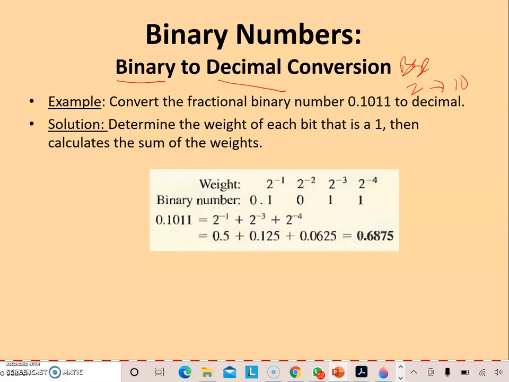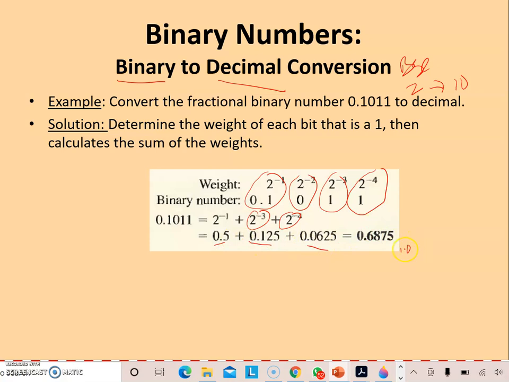The same example as the previous one, but this one is for the fraction numbers. So you multiply accordingly. 0.1 times 2 to the power of minus 1. 0 times this one, nothing, everything times 0 is 0. So we just proceed with this one and this one. 1 times 2 to the power of negative 3, 1 times 2 to the power of negative 4. So you get this answer, and this is base 10.